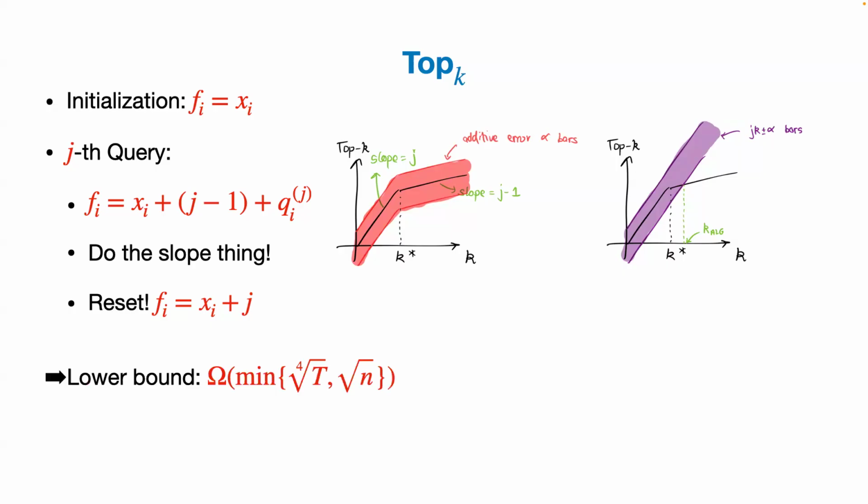And using this, we can get a lower bound of minimum of T to the 1/4 and square root n, because the number of elements is d, and for answering d number of queries, we have order of d squared updates overall. And note that the querying is not taking us any time. We're expecting that the query is given to us at every time.